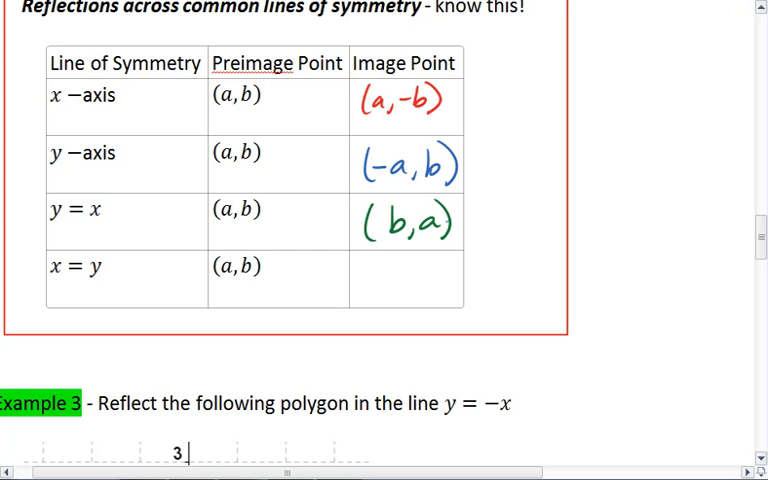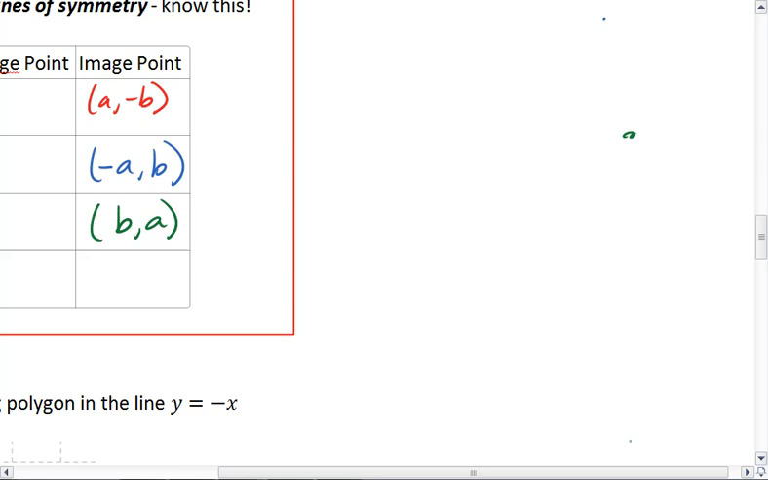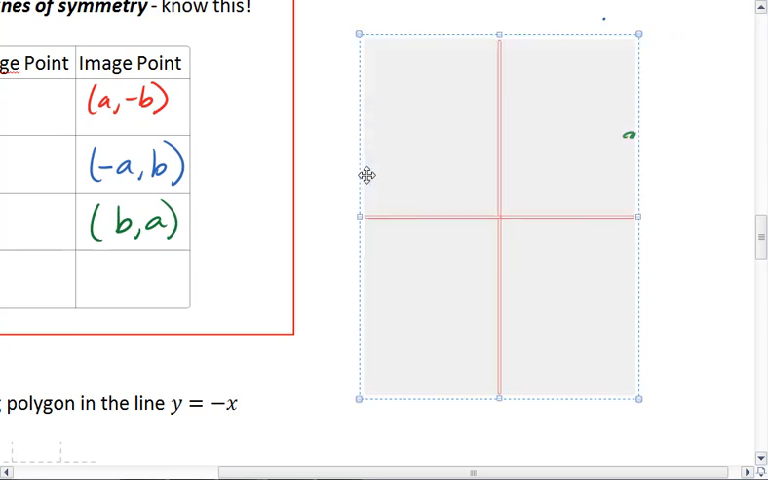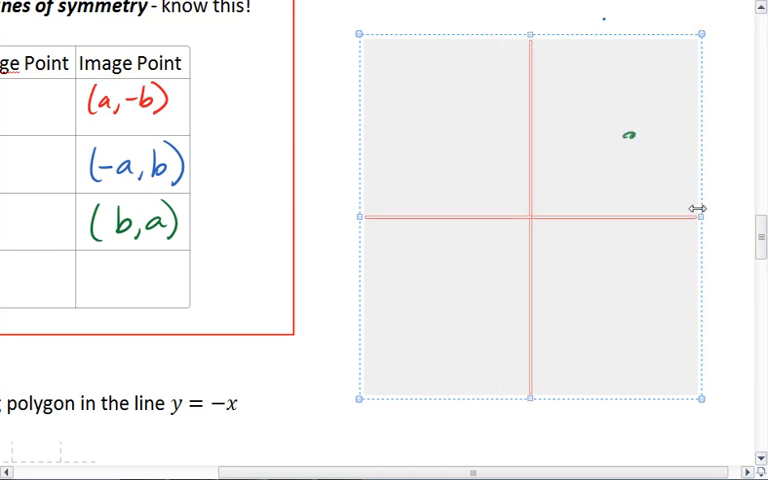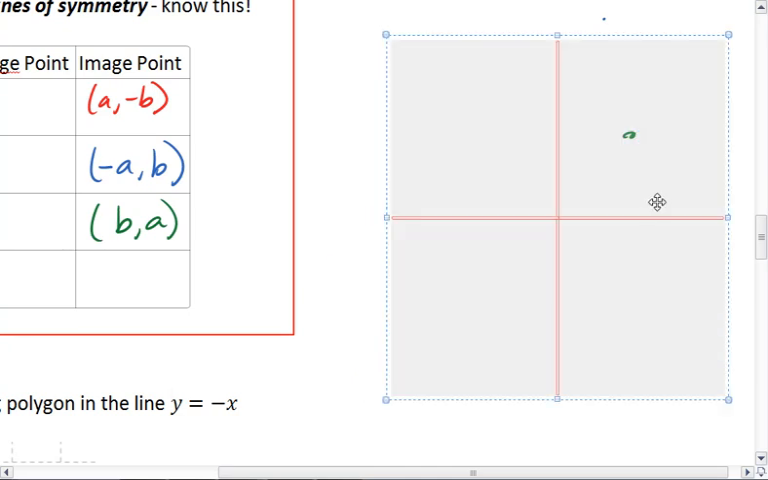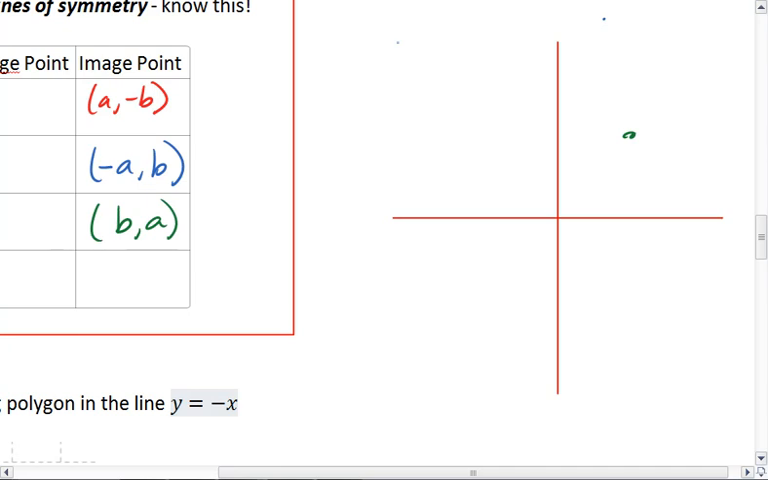And then lastly, I can also look and see what happens when I reflect across the y equals negative x line.